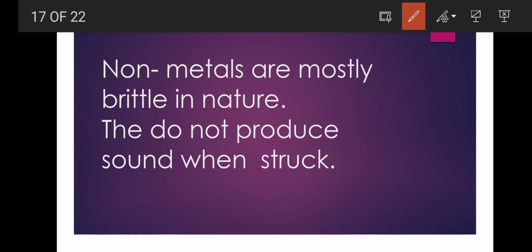Non-metals are mostly brittle in nature. But what about the metals? Because when you compare and study, things become very clear in the mind, and it becomes very easy to store also. So what we studied about the metals is that metals are malleable. But what about the non-metals? Non-metals are mostly brittle in nature. And another property we studied about metals is that metals produce a specific sound, and the word we use for that sound is sonorous. Clear? But what about the non-metals? They do not produce sound when struck. So this is the property of a non-metal.